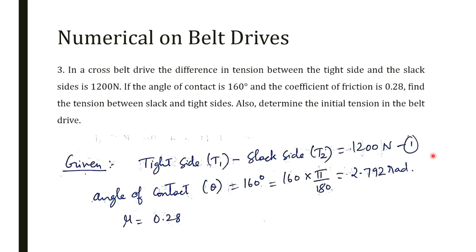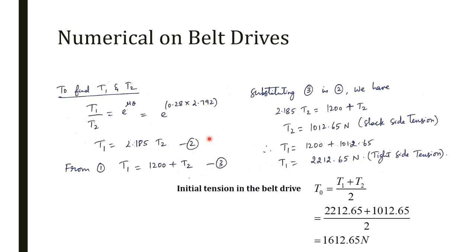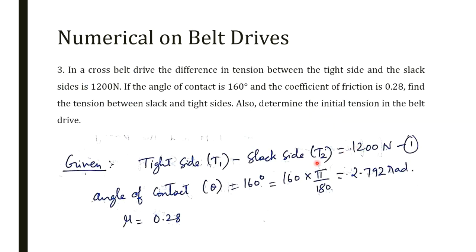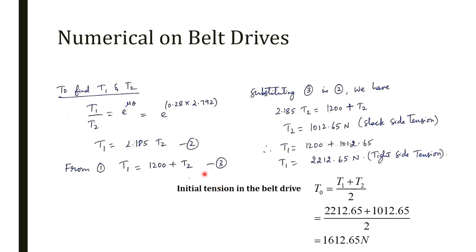In equation number 1, what they have said, T1 minus T2 is equal to 1200, but T1 you have got it as 2.185 into T2. So from 1 we have T1 is equal to 1200 plus T2. So from here T1 is equal to 1200 plus T2, that is your equation number 3. But from 2 we have T1 is equal to 2.185 into T2.